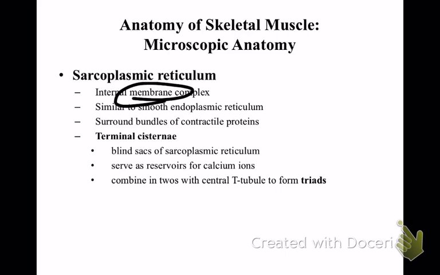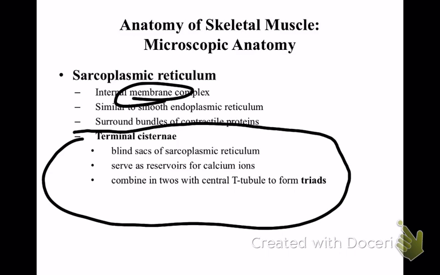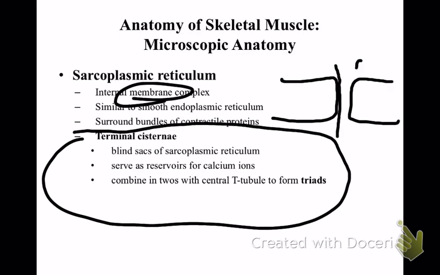It's the smooth ER of the cell, so it's membrane. And where the sarcoplasmic reticulum comes close to the T-tubules, you have these structures called triads. How many parts are there to a triad? 3. So you have SR on each side and T-tubule in the middle. We're going to see a better picture of that in a minute.